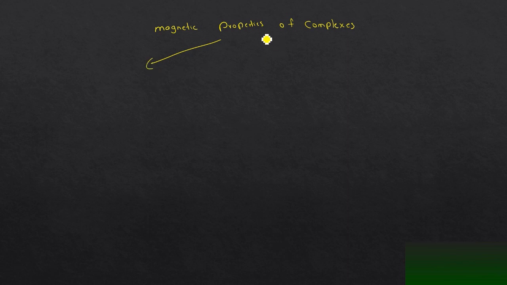Okay guys, so in this video let's talk about the magnetic properties of complexes. There are two main categories. One we call paramagnetic, and the other we call diamagnetic.